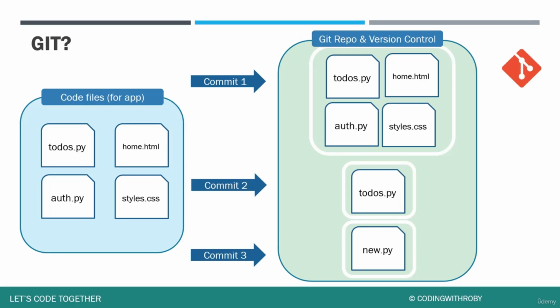With Git, the sky is the limit, because we no longer have to worry about our application breaking due to new features because we can always roll back to an earlier version where the application worked.